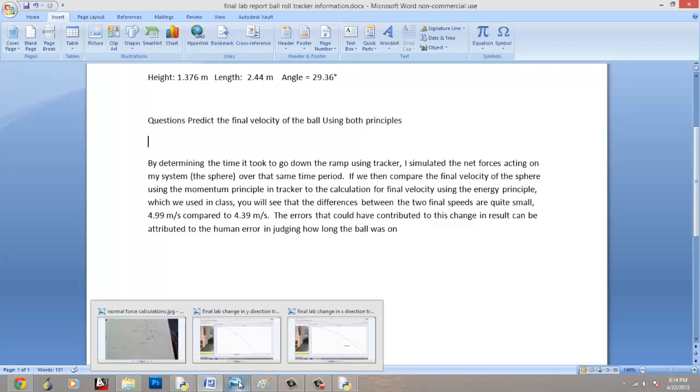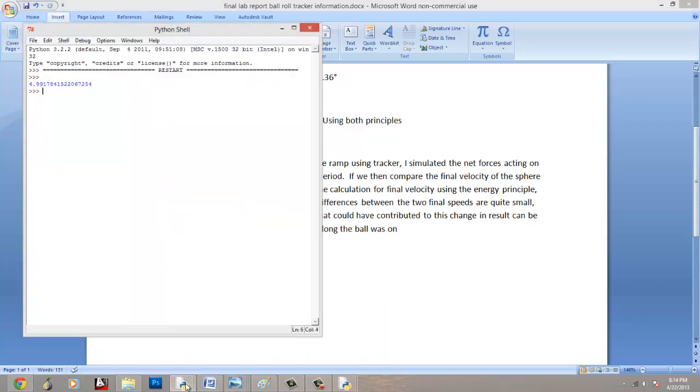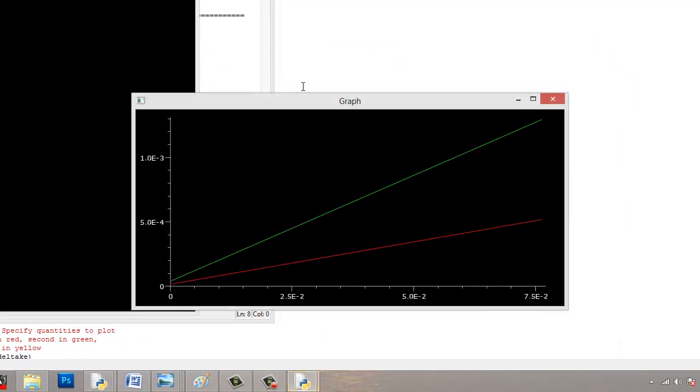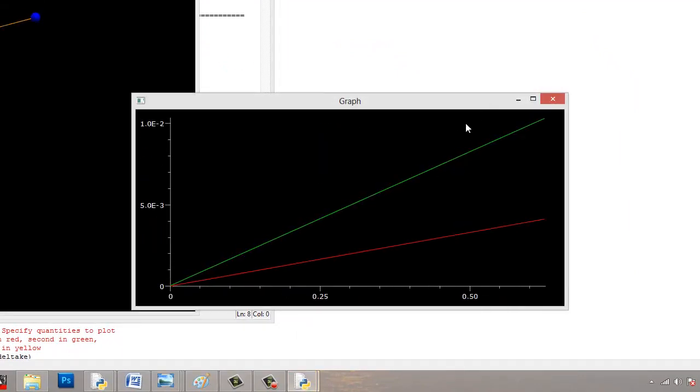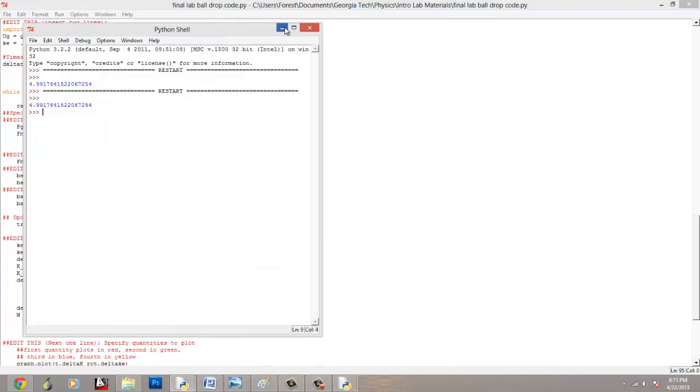Energy. And as you can see, let me run this one more time for you. Boom. The green line represents the translational kinetic energy, and the red line represents the rotational kinetic energy. As you can see, they both add up to equal the total work acting on the system, and the translational kinetic energy ends up being greater, which makes sense because it ends up moving farther.